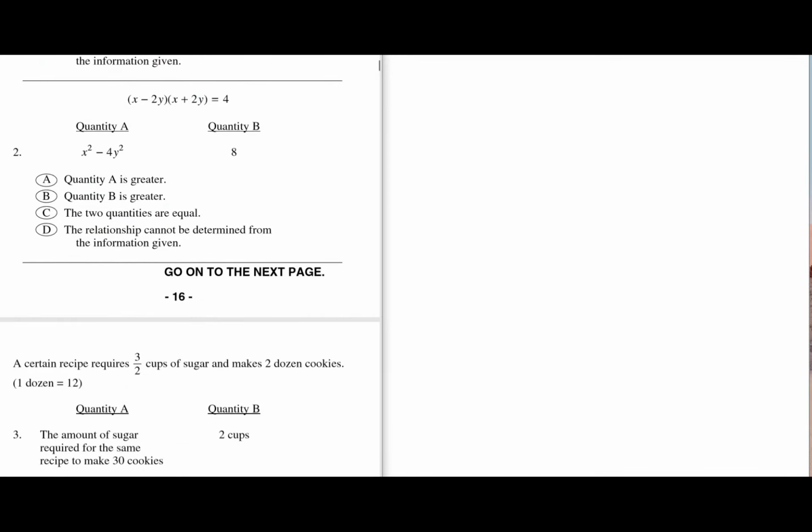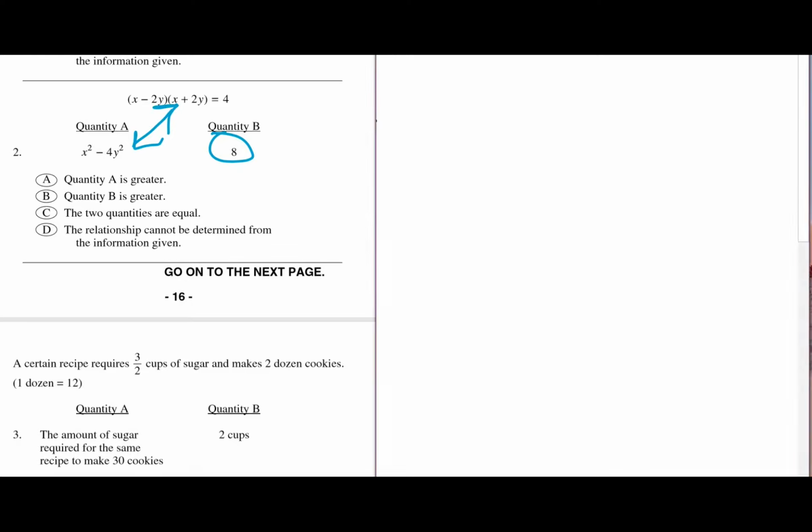Now, problem number 2: you have a numerical value you're comparing with variables x and y. The given information also has variables, so you want to connect these two together. With this problem, you start with the given. You're given x minus 2y, and you're given x plus 2y, and you're saying that's equal to 4. Well, you need to know how to FOIL these terms.